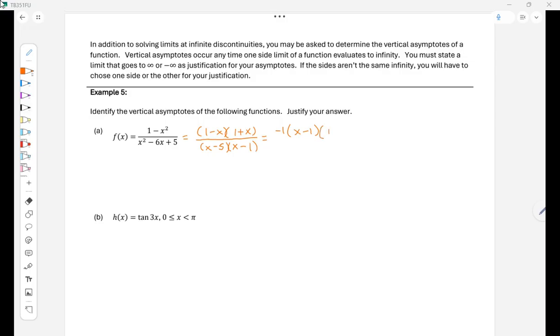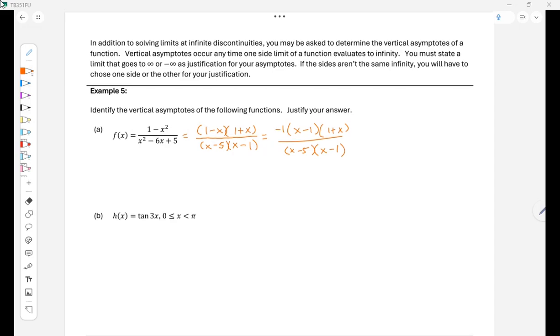And leave this as a 1 plus x. And here we have x minus 5, x minus 1. And now we see we have a factor and cancel. I'm not canceling anything here because I'm not working in a limit. I'm saying that this function at the beginning is the same as this function at the end. And as soon as I cancel something, I might be adding more numbers into the domain than actually are there. So we'll deal with that in the limits.